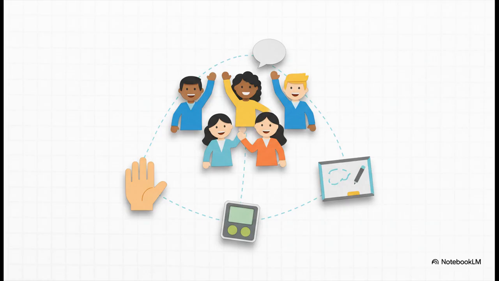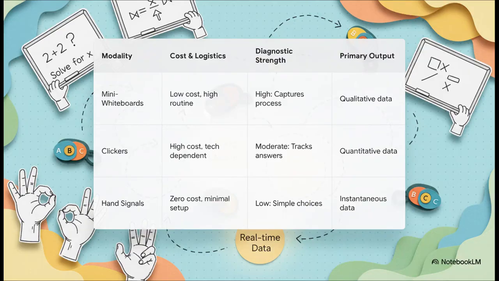The research is super clear that it doesn't really matter what tool you use. The academic boost comes from the strategy, from the act of every single student responding. You don't need to spend a bunch of money on fancy tech to make this work. So you've got a few options, and they all have their pros and cons. Hand signals are totally free, and digital clickers give you some nice, clean data. But the research really points to mini-whiteboards as the diagnostic gold standard.